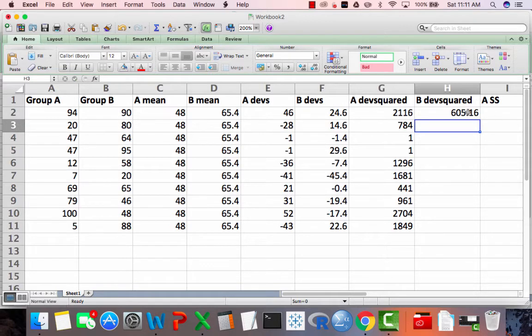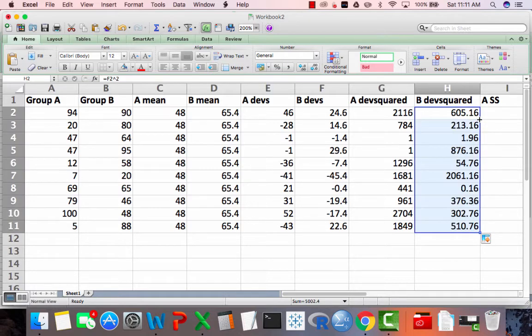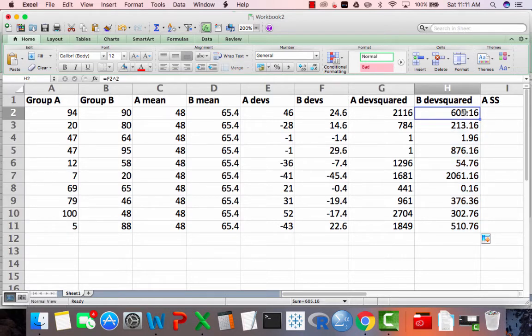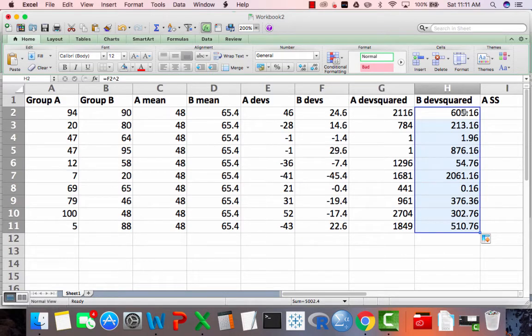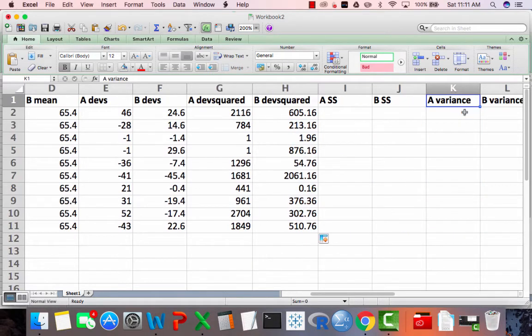Do the same thing. Oh, check this out. If you read the reading, you would know this already, but just in case you didn't, if I go to this little corner here and double click, that's going to go all the way down the columns for me. Okay, so we've computed the deviations squared. And so there's another step. There's a few more steps, so bear with me.